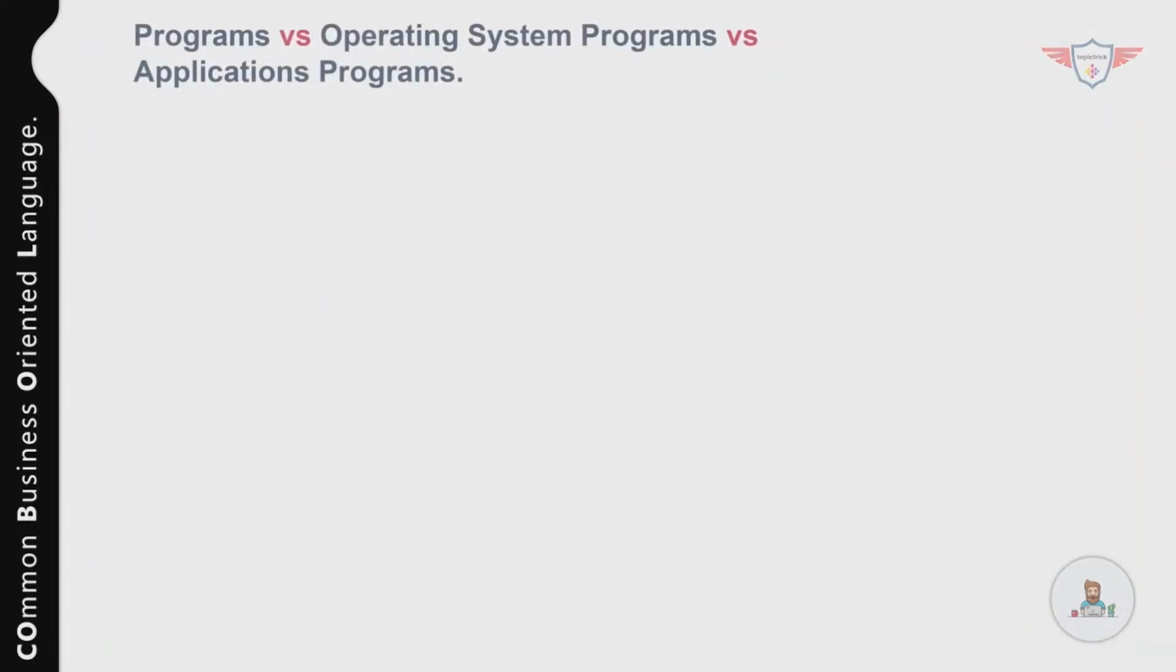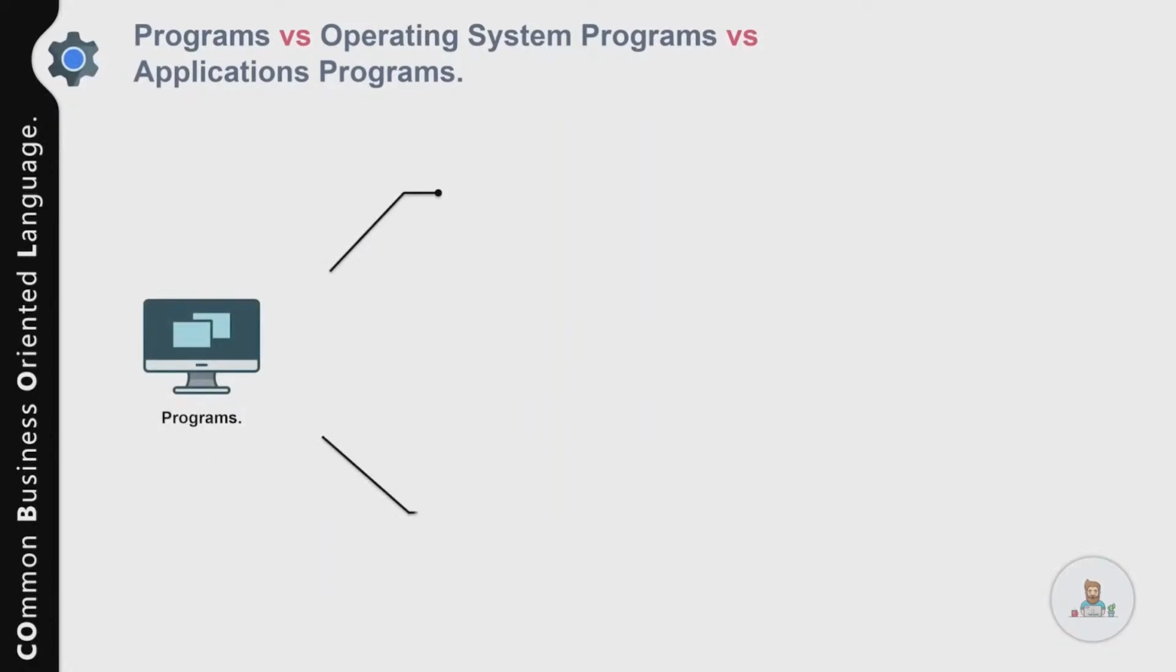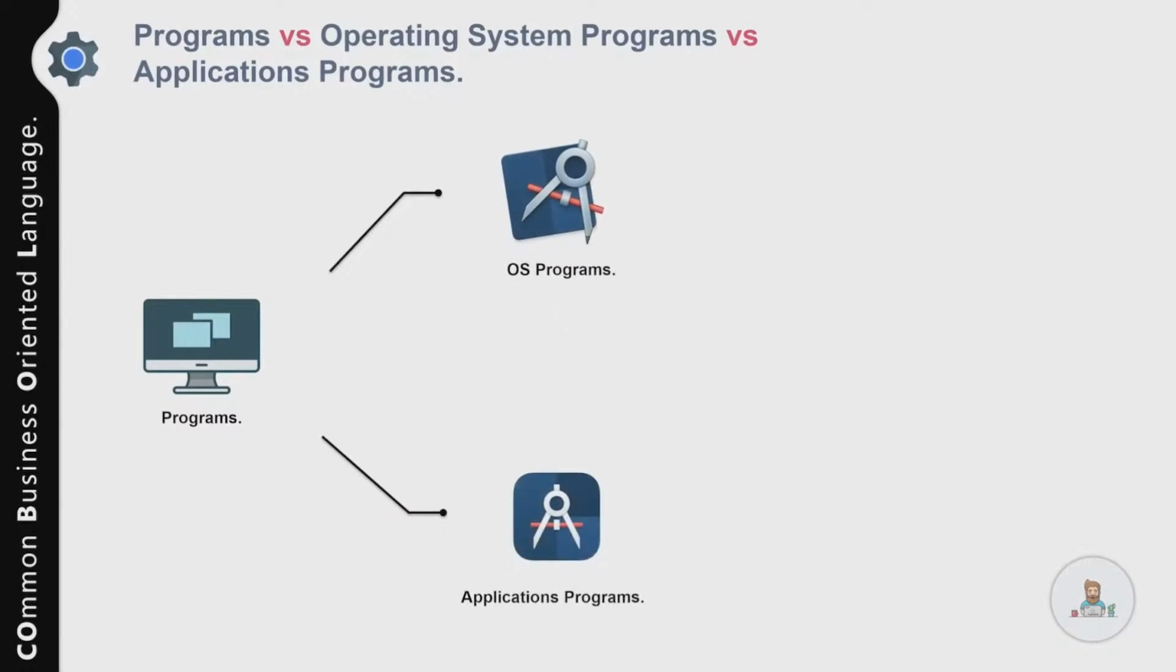Now in the next section, we'll try to understand the basic difference between three important terms. First one is program, second one is operating system program, and third one is application program, because we will be using these terms interchangeably throughout this course. So first one is program. A program is a set of instructions that enables a computer to process data, and you can use various high-level languages to write these programs. You can use either .NET, Java, or maybe C, C++, or probably COBOL.